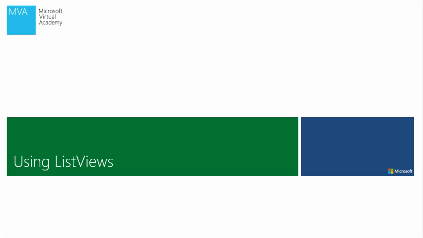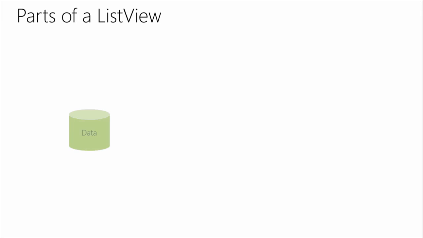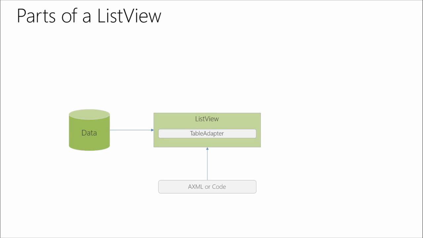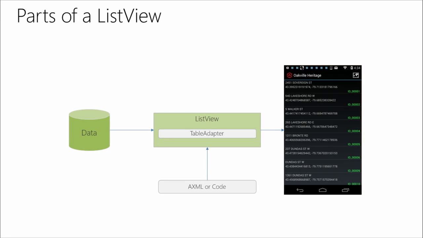So now we'll switch back over, and we'll look at using a list view. So what the goal is here is we want to show the data in the list view. And of course, we're going to have some data. And then we're going to have a list view, and then a table adapter within that list view. And then the table adapter is going to call some AXML layouts or anything like that, or you're going to build it through code to actually display something in a list view.